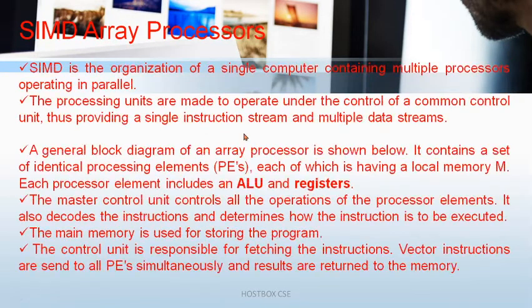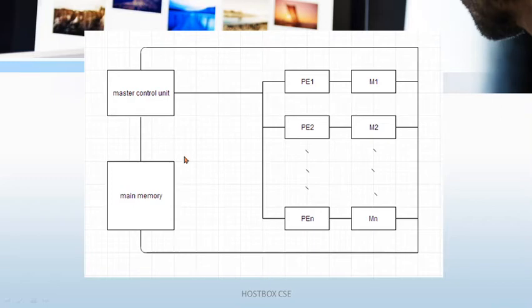Look at the diagram. You already know Flynn's classification SIMD: single instruction stream, multiple data stream. Here these are inbuilt processors, not attaching another processor as in the attached array processor. It consists of a master control unit and main memory, with processing elements 1, 2 and so on. Each processing element has a separate local memory: P2 has a memory, Pn has another local memory, and so on.